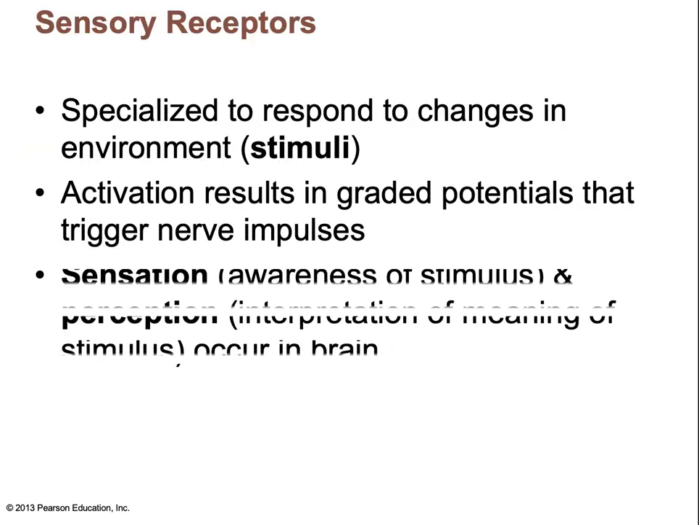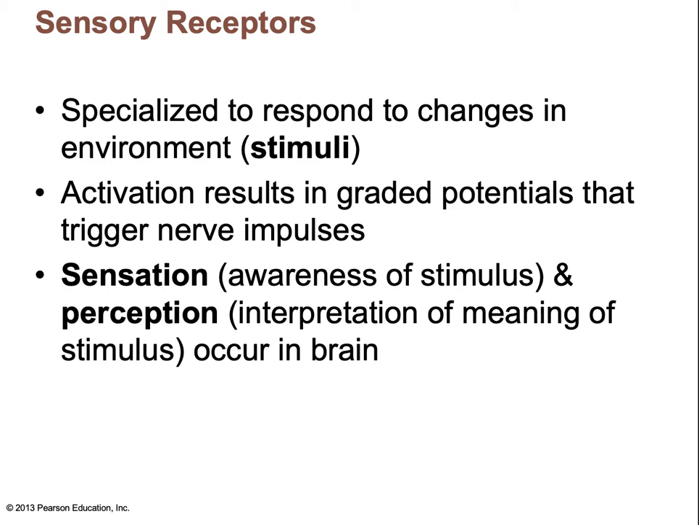Okay, sensory receptors respond to environmental changes, and so they're designed to produce a response based on their modality, right? Are they responding to light? Are they responding to sound? Are they responding to some other physical stimulus or a chemical stimulus, okay, or an electrical stimulus? This activation generates graded potentials, and this can trigger a nerve impulse. The sensation is the awareness of the stimulus, and the perception is the assignment of meaning to that stimulus.